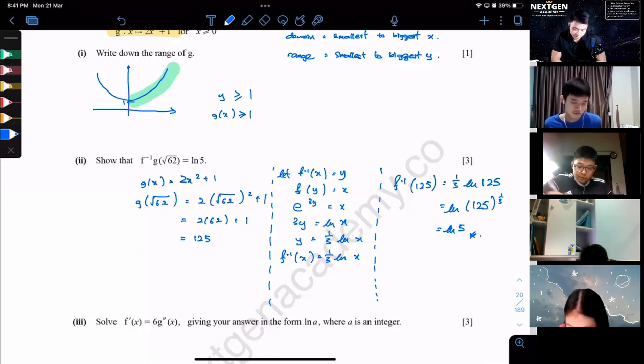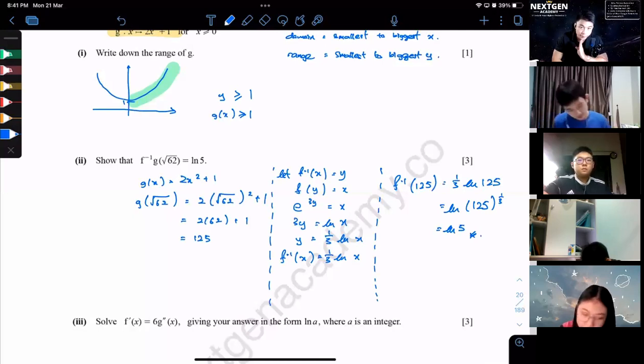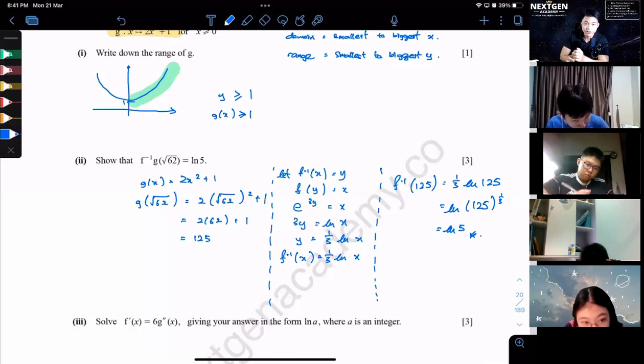Okay. Question 3. Solve f prime x equals 6 g double prime x. So remember what's the symbol, the prime? We have to differentiate. Remember? It's just another way of expressing it. So you all remember why I write u prime, v prime and all? It's easy to write, right? The small prime. These are the same thing.